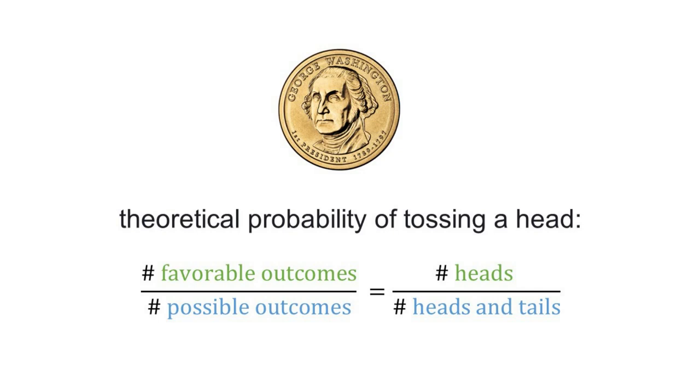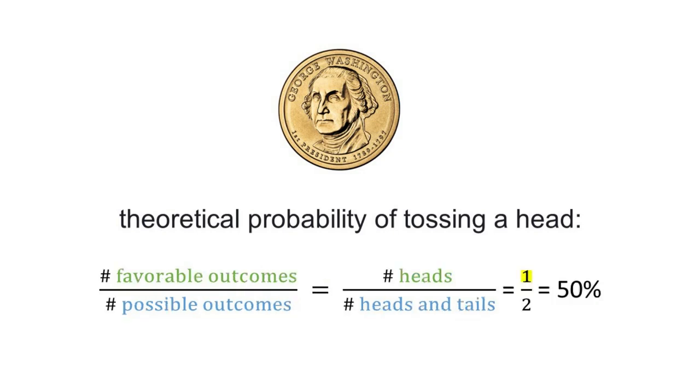Let's find the theoretical probability of tossing a head. On a coin, the number of favorable outcomes, which is the number of heads on a coin, is 1, so the numerator is 1. The number of possible outcomes, which is the total number of heads and tails on a coin, is 2, so the denominator is 2. 1 out of 2 makes a 50% chance of tossing a head.